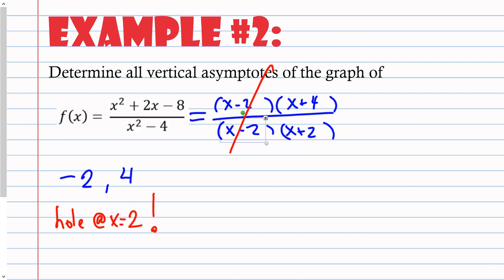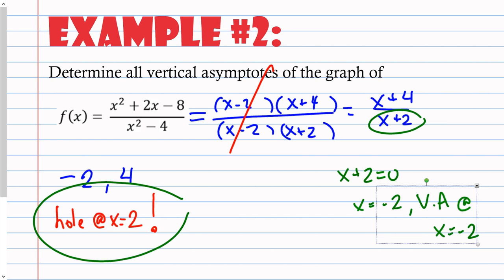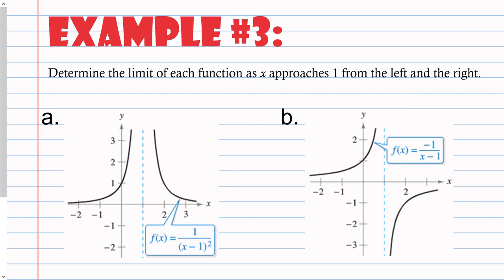Okay? And then, so really now all I have left is just x plus 4 and x plus 2. And so now to find the vertical asymptote, I still take the denominator, set it equal to 0. And so therefore, now I have a vertical asymptote at x equals negative 2. And that's that. See, here, if you did not take out the hole, you would be telling me, ooh, there's a vertical asymptote at negative 2 and positive 2. And then that would be wrong. So it's really important that you eliminate the holes to begin with. Factor them out.